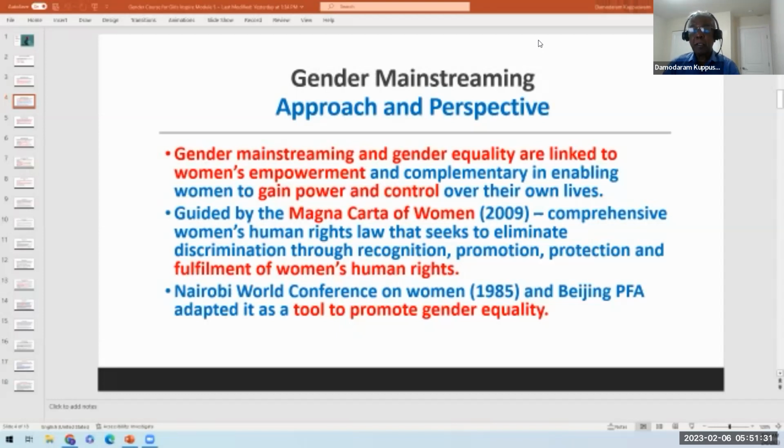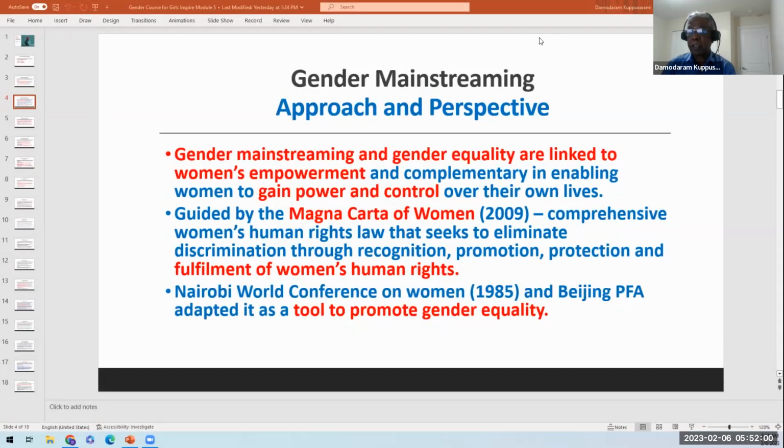While we are saying that when you have gender equality, it doesn't mean that you don't need a specific focus on women's empowerment. There are two things which govern gender mainstreaming as a strategy, as a tool. One is the Nairobi World Conference on Women in 1985, which was later adopted by the Beijing Platform for Action, with gender mainstreaming as a tool to promote gender equality.